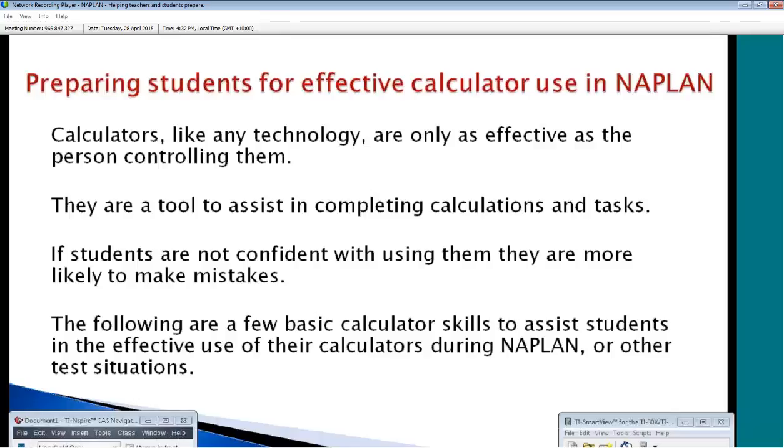So what we're going to look at is some basic calculator skills with the TI-30 and also with the TI-Inspire. We're not looking at the TI-84 today, which students can use during NAPLAN or any other test situation as well.